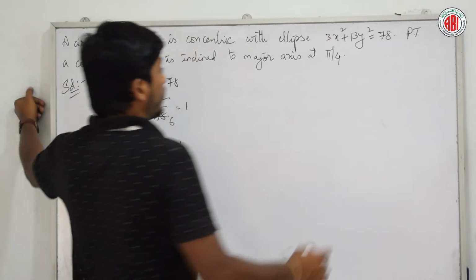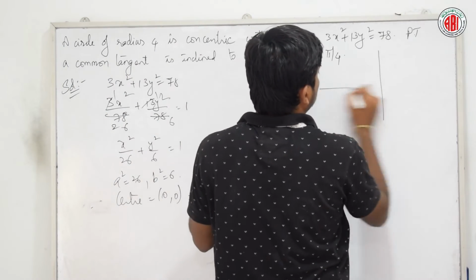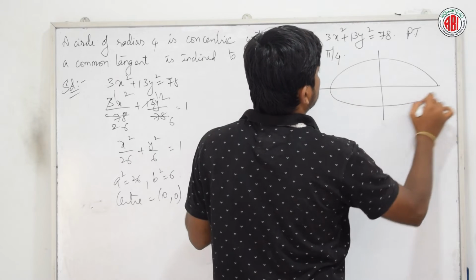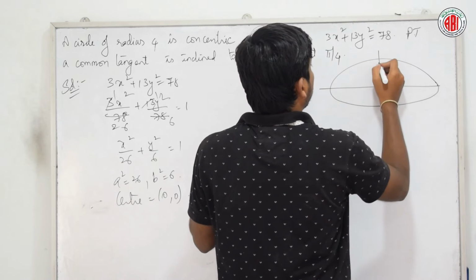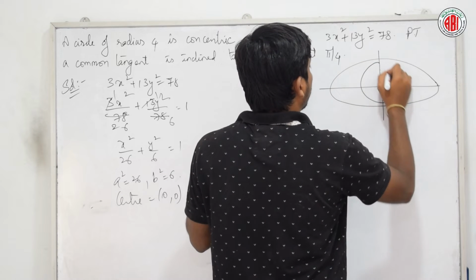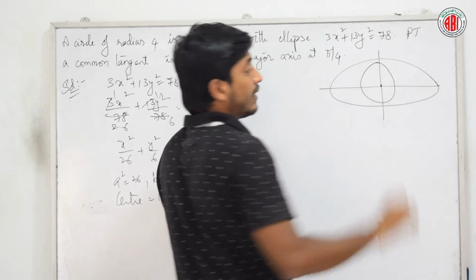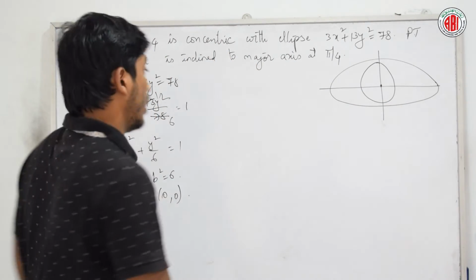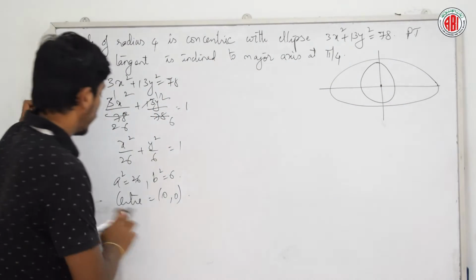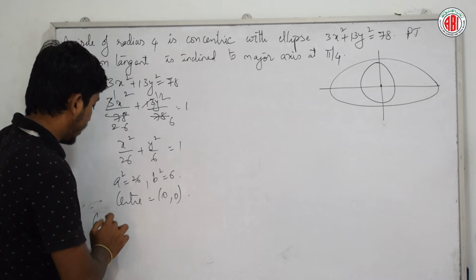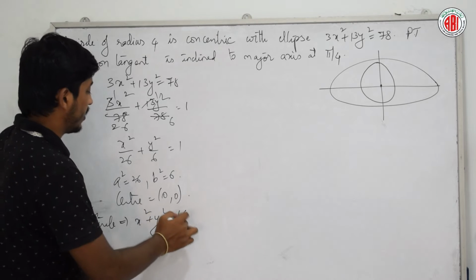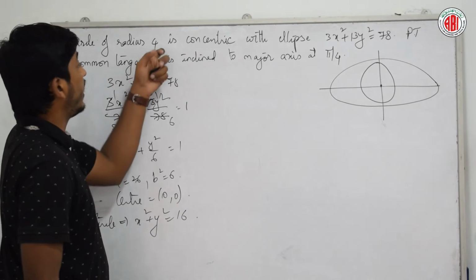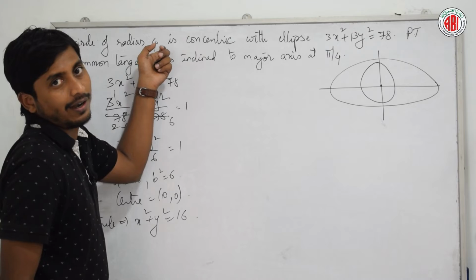Okay. Then the ellipse will be something like this. This total is 26 and this is 6. And one more circle with a radius 4, obviously less than this. Okay. Fine. See here. So the circle's equation will be x square plus y square is equal to 16. Why? He gave the radius as 4.